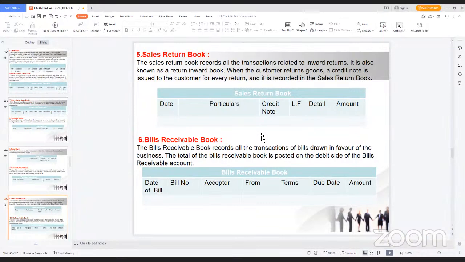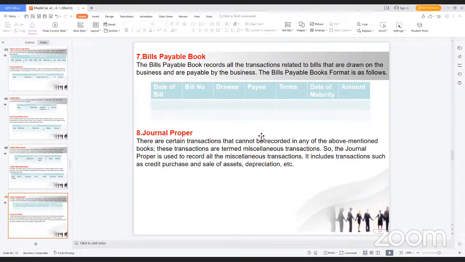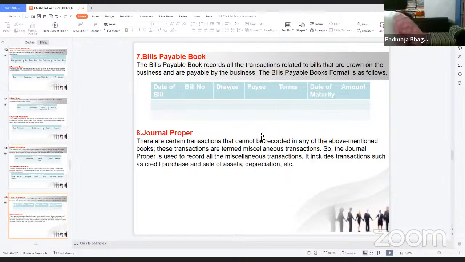Okay? And the bills payable. Suppose you are doing business and you have purchased goods and raw material, and you have to pay the amount. That will be written in the bills payable book.